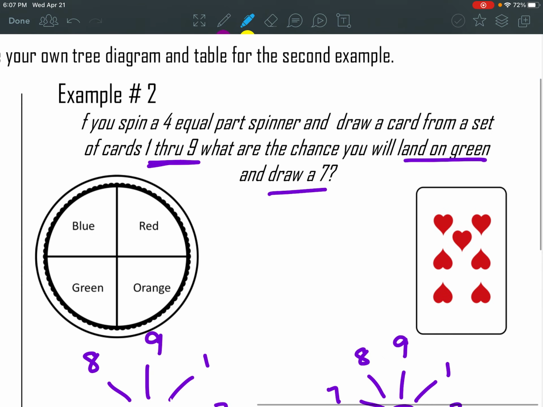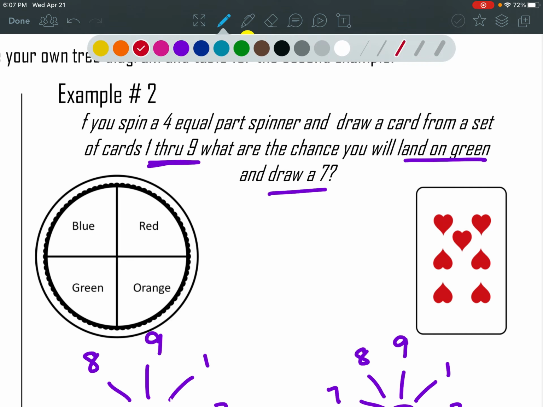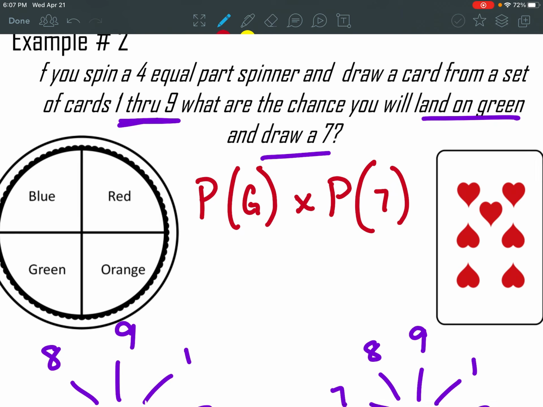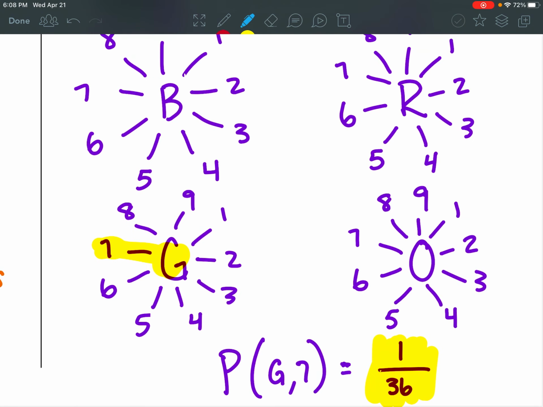Okay? Again, I'm going to show you that second method where we don't have to list out all possible outcomes. We'd want to find the probability of spinning a green and multiply it by the probability of drawing a 7. So green would be 1 favorable outcome out of 4 possible choices on that spinner. There's 1 seven in those cards that are numbered 1 through 9, so out of 9. And then multiply straight across, 1 times 1, 4 times 9. We get 1 out of 36, which is exactly what we found when we used our sample space of all of our possible outcomes.